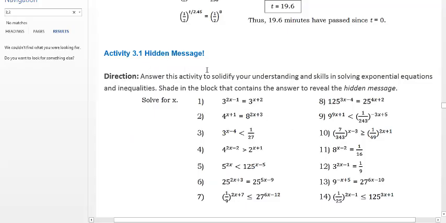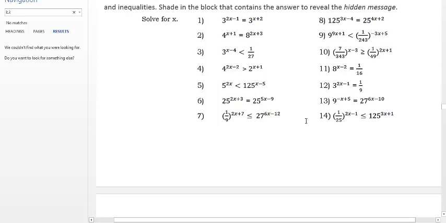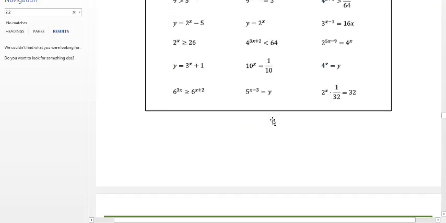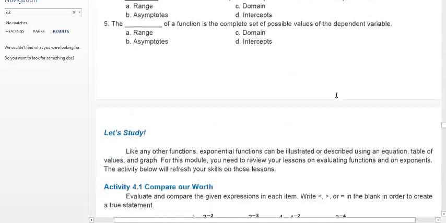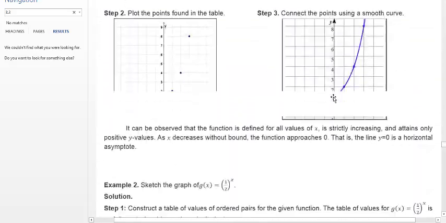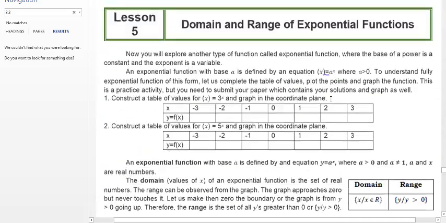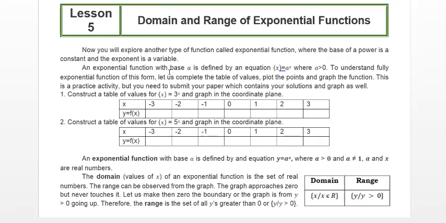Okay, so anyway, I hope you will enjoy solving this part. This is solving exponential equations and inequalities. There's a hidden message there. And also this part is just identification. It's easy. And then the next part, I showed you the table and graph of an exponential function. And then the last lesson, if I'm not mistaken, is domain and range, and also the intercepts, zeros, and asymptotes, which we also discussed earlier in our live virtual class. So, I think we have ended this module.